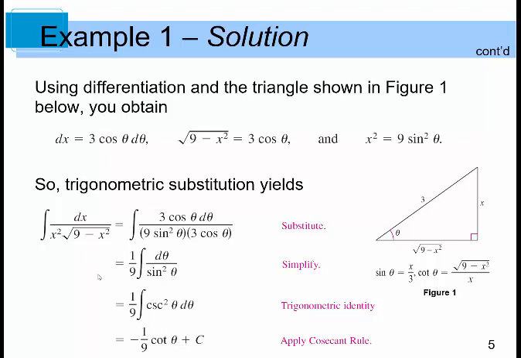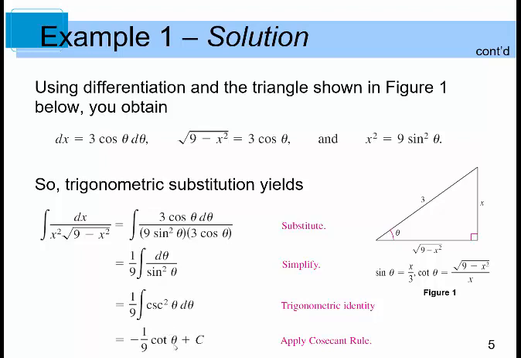So we're actually not quite done just yet. Just using the trig substitutions, I was able to get this integral simplified to negative 1/9 cotangent of theta plus my constant of integration. But now here's where the crux of the problem is. The original problem was in terms of x. Now we've substituted into this new variable theta. So what we need to do is go back. So you need to change cotangent back into x.